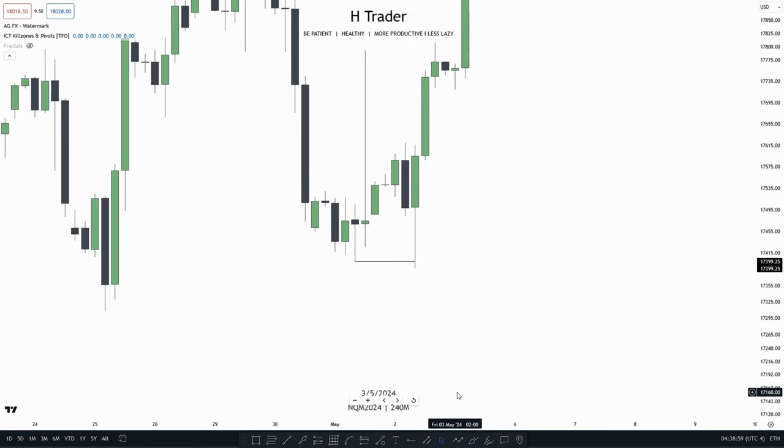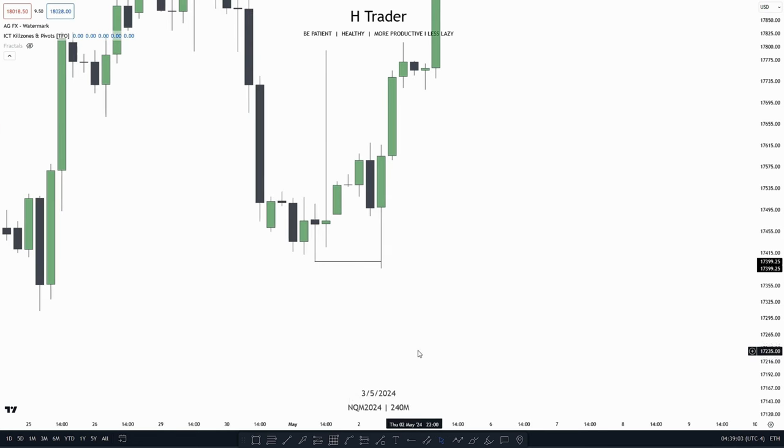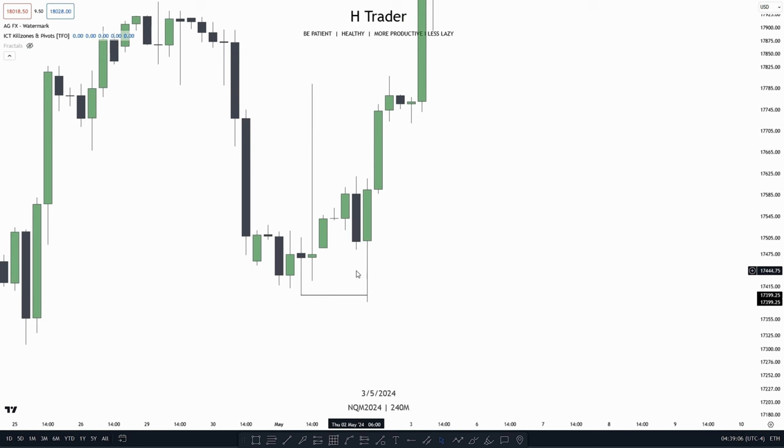Now, the first thing that we're going to talk about is liquidity sweep. A liquidity sweep is when price sweeps a low and then immediately pulls back into the range again.